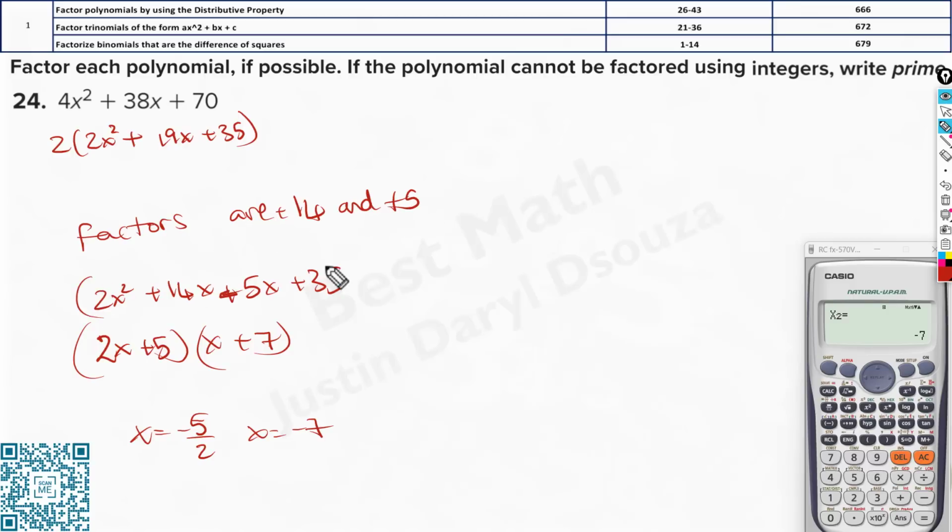Now don't forget this 2 because we have already removed it outside. First step is always checking whether there are any common factors. So this would be the solution. Now you can also write over here 70 because it's 2 times 35, 70, and over here it's 19. The factors would be 14 and 5. So 14 times 5 is 70, and when you add them up it'll be 19. So this is how we do this.